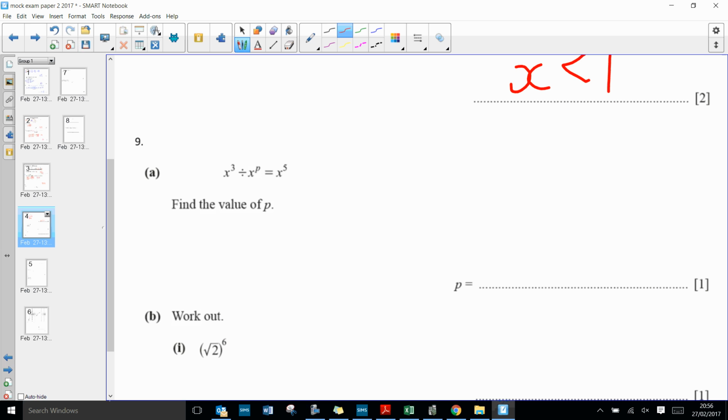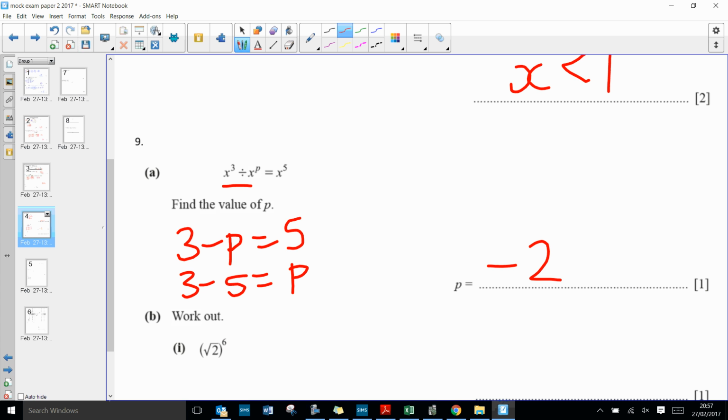Find the value of p if x cubed divided by x to the p gives me x to the 5. So I know the rule is when we're dividing with the same base that we subtract the powers. So 3 take away p has to give us 5, which means that p is -2. Rearranging this, so add p to both sides, subtract 5 from both sides, it is 3 minus 5 equals p, and 3 take away 5 is -2.